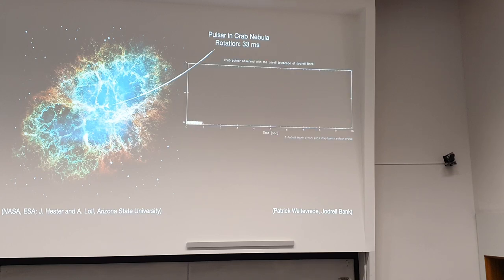The Crab pulsar observed at Jodrell Bank looks like this, out of the Lovell telescope, the big, big telescope.